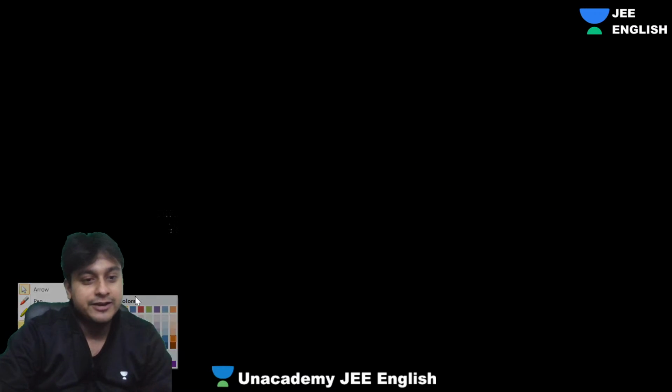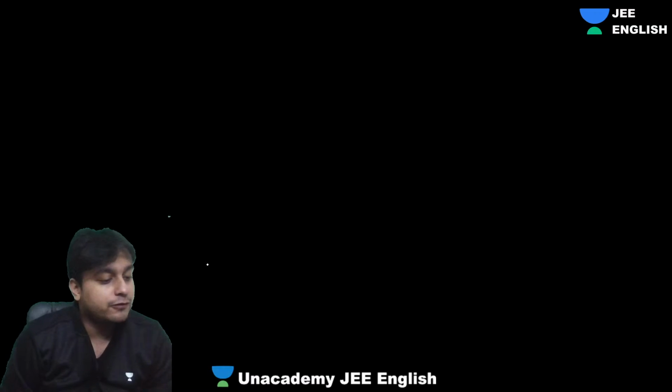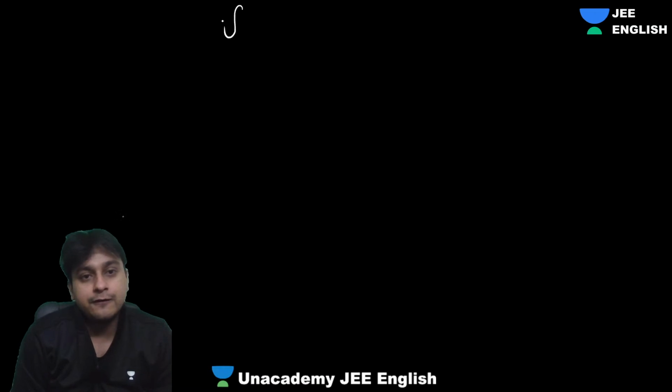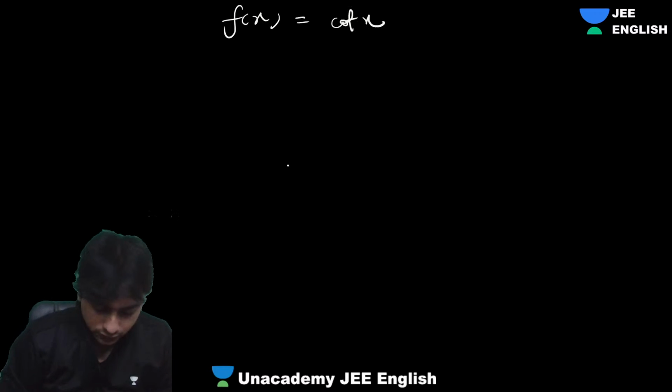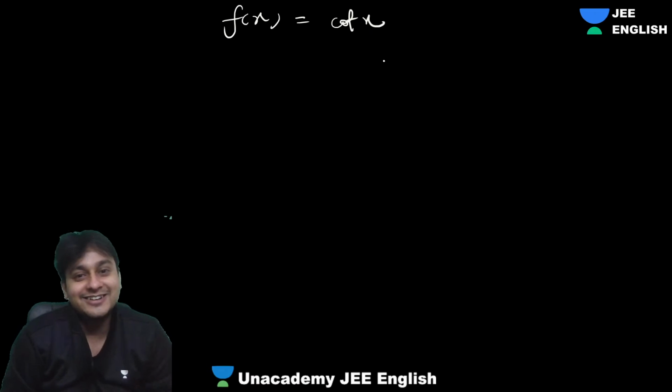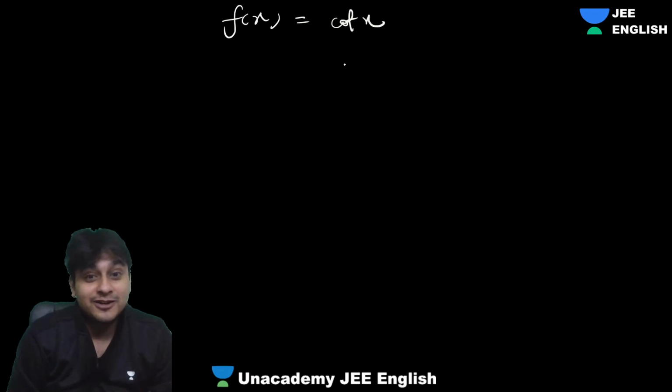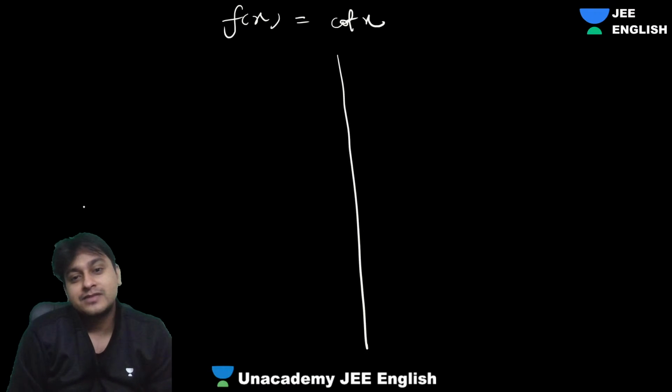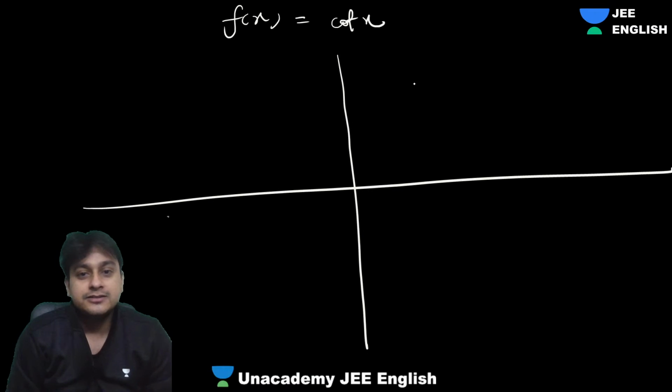Okay, guys. So now here, first of all, we should know the graph of cot x. So, guys, first of all, your f of x is equal to cot x. So we should know the graph. Many of us don't know the cot x graph also. So, guys, come on, we should know these things. And so this is the cot x graph. It is very easy to draw.